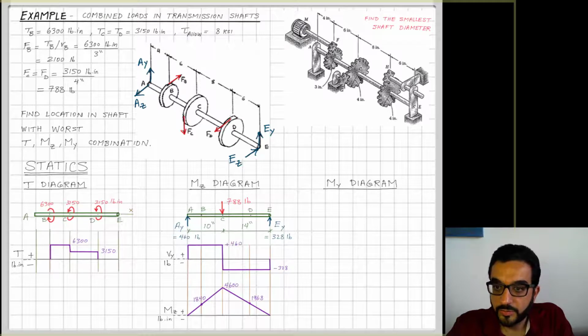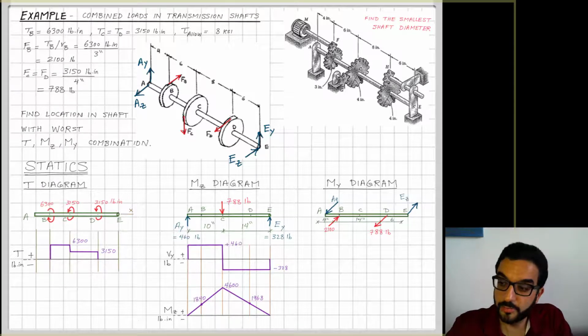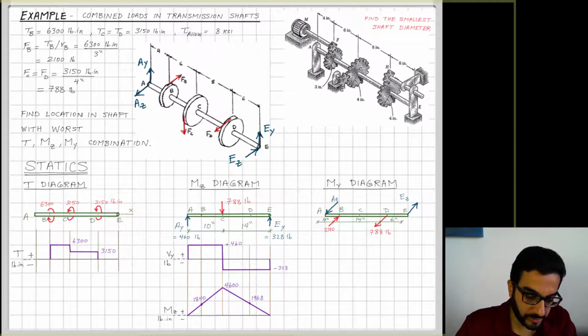The last thing is the MY diagram, the moment around the y-axis, which means I will look through the y-axis. So I'm looking now from the top, and I have a top view of the shaft. I'm throwing it in a kind of 3D view, but I'm looking from the top. I draw all the forces that are transverse to the y-axis, in the zx plane. And just to show you the axes: the x is going this way, y is going this way, and z is going this way.